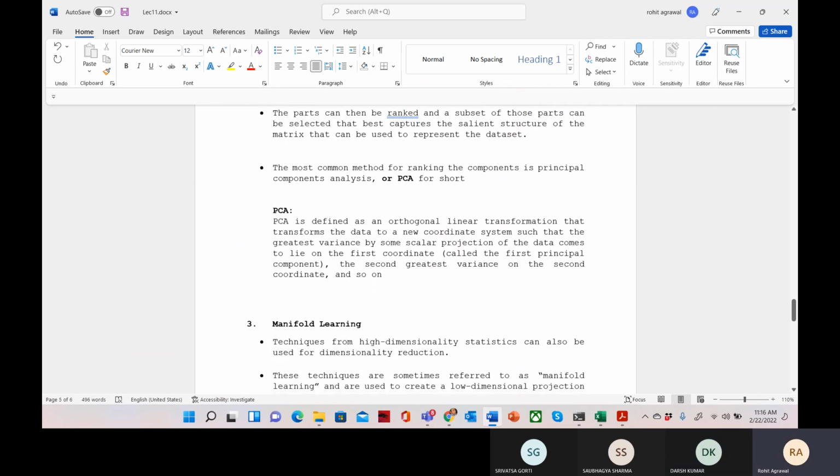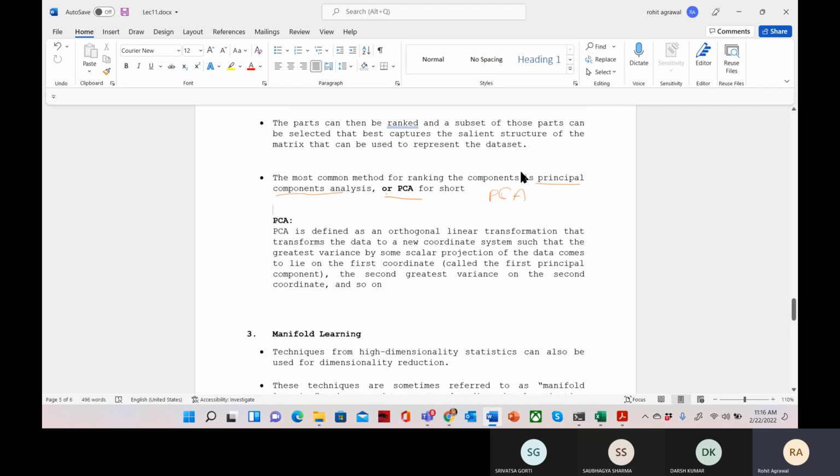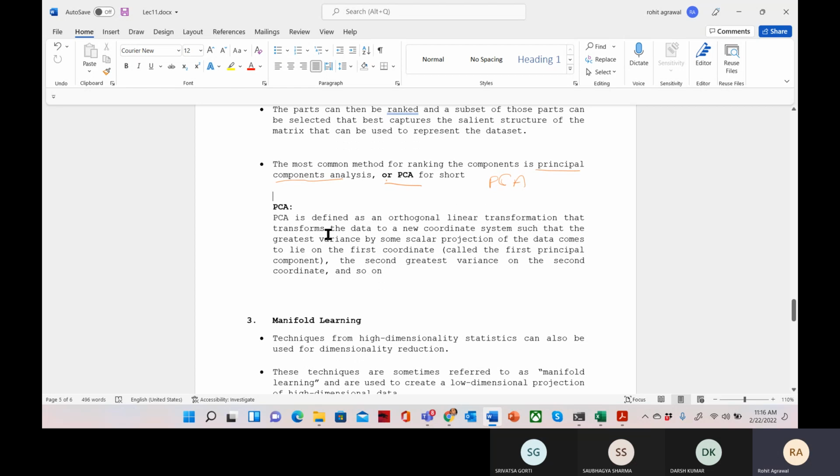Next, this is the most widely used technique in machine learning and data science: principal component analysis, short form PCA. I will show you the example Python code as well. PCA is defined as a linear transformation that transforms the data to a new system with the greatest variance.